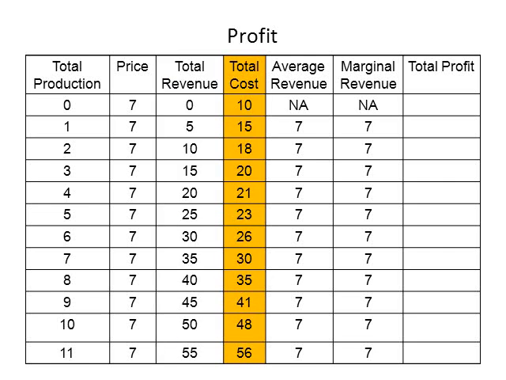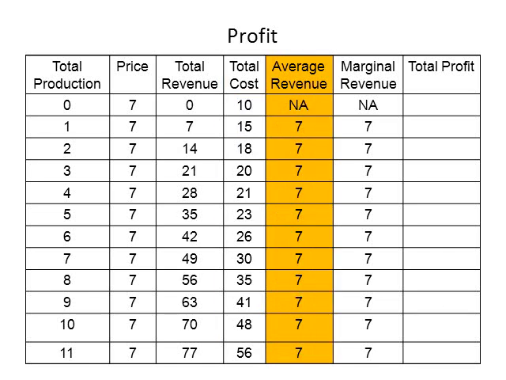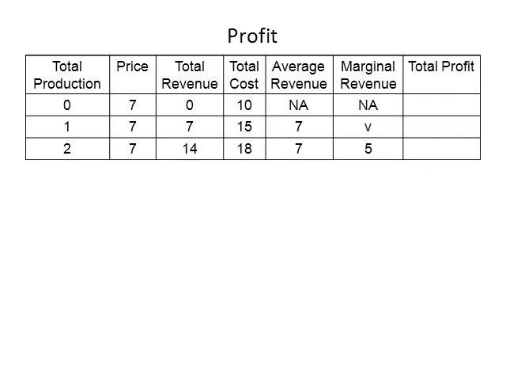The next column represents the total cost. The next column represents the short run average revenue. The next column represents the short run marginal revenue. And the final column is the total profit. In this video, we will calculate the firm's total profit. To make this easier, we're going to only look at the first three rows of the table.